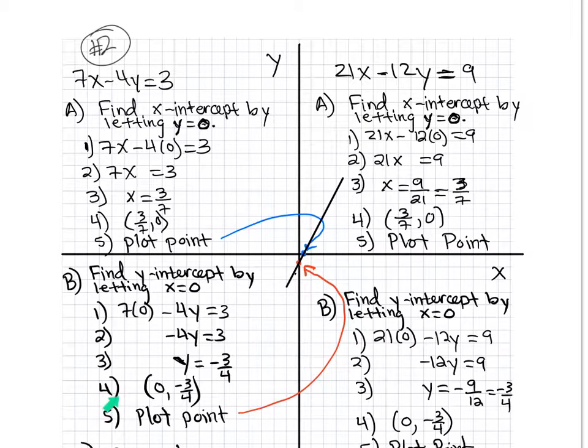Now I write that as an ordered pair. I know y is negative 3/4, and x up here was equal to 0. So my ordered pair is 0, comma, negative 3/4. Then in step 5, I plot that point. 0, comma, negative 3/4 is going to be on the y-axis here, somewhere between the 0 and negative 1. So it's this red point.